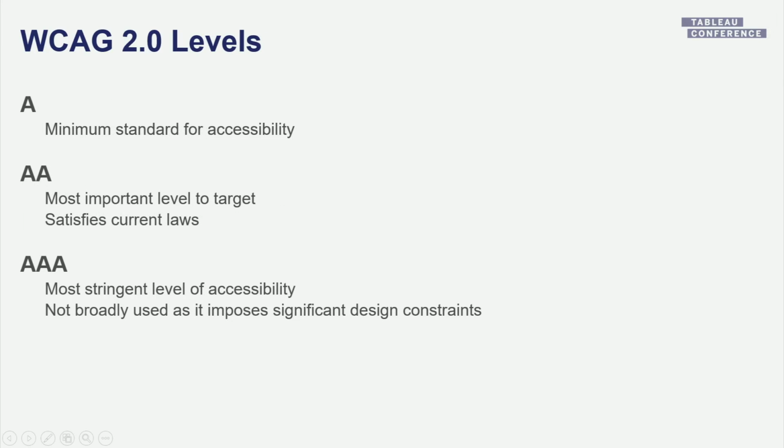The WCAG's also divided amongst 3 levels of guidelines, A, AA, and AAA. Single A is the least stringent, and AAA is the most stringent. And AA is the most important level to target, because that's what satisfies the current laws. AAA is not that widely used because it imposes some very significant design constraints on websites. And so AA is really what people shoot for.